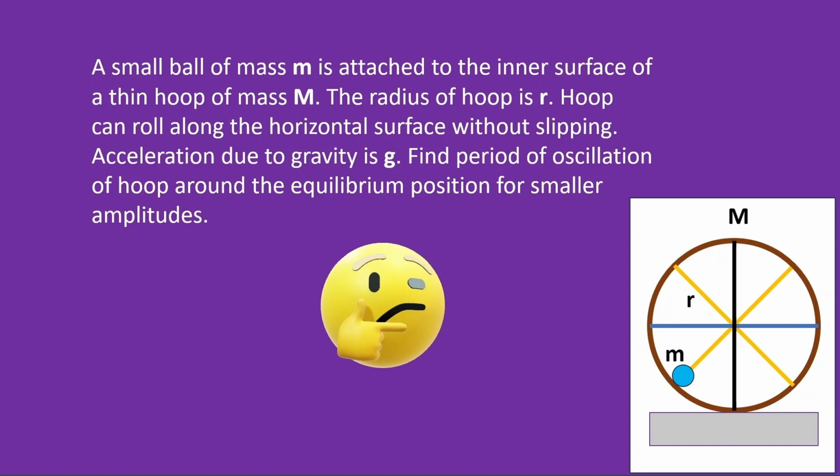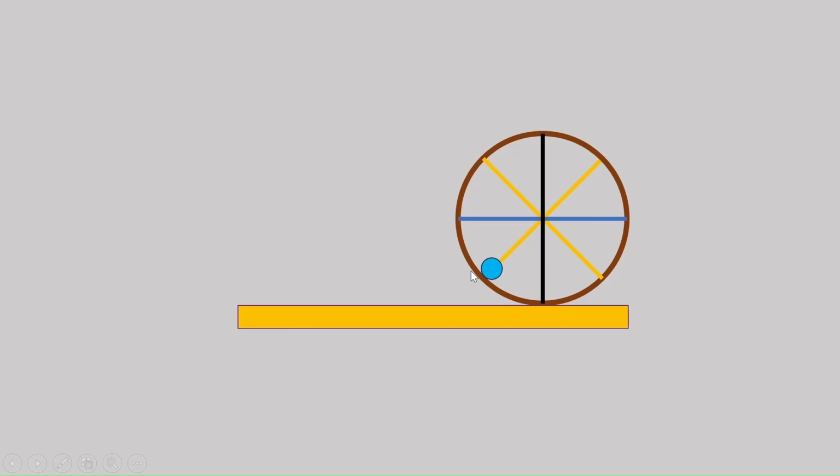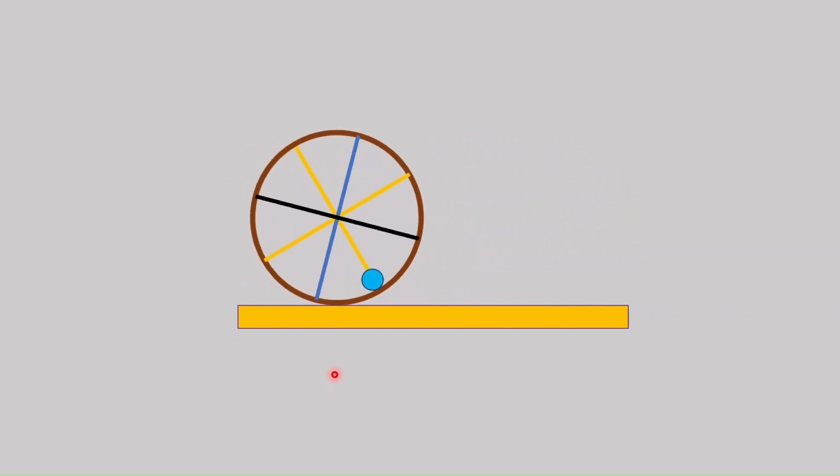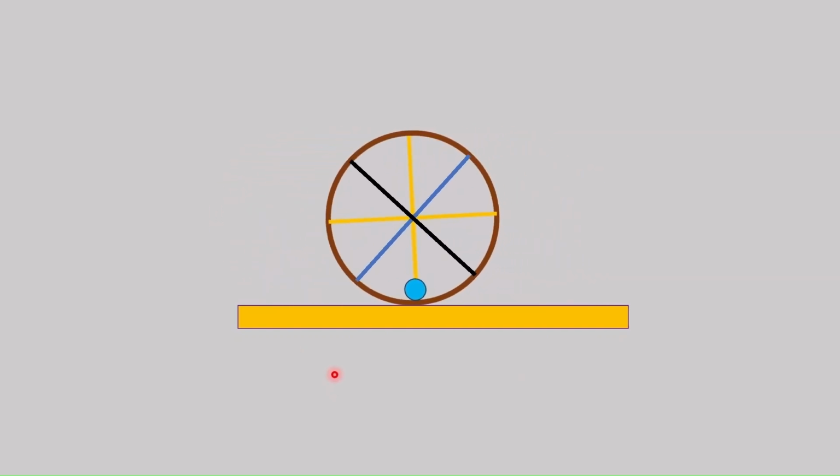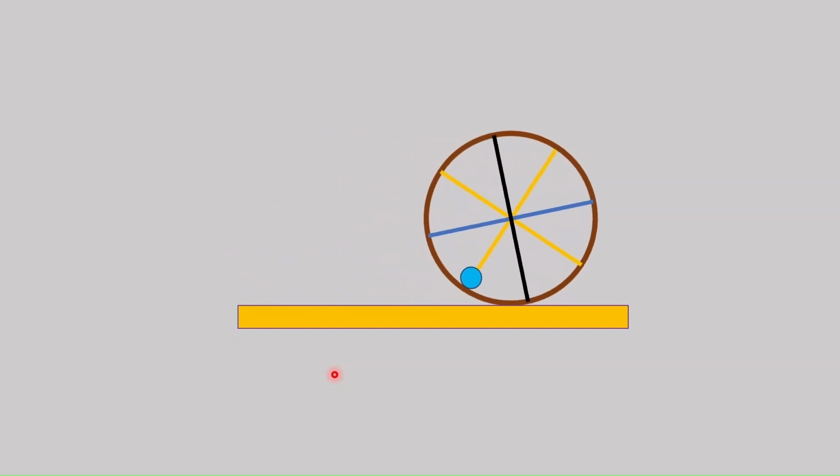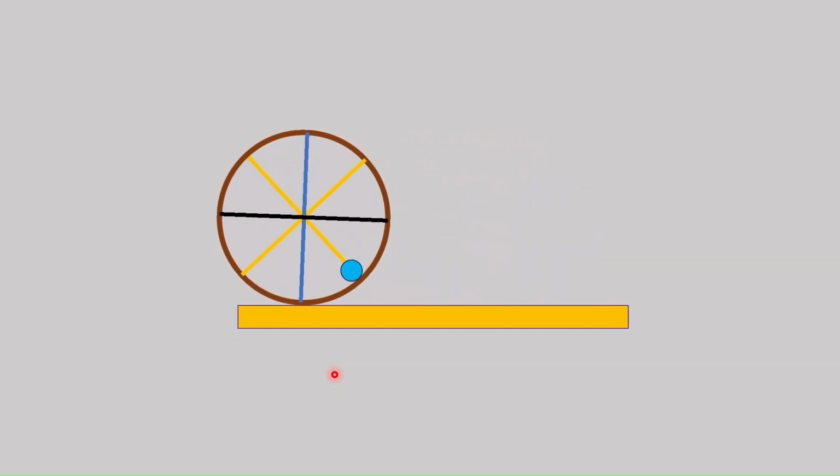Before checking out my solution in detail, explore your great thoughts to crack it. Now you watch the solution. In this problem, our target is to figure out the time period of the system. I came here to explore the solution with animation for better understanding. For this hoop and ball system, we have to find out the time period.